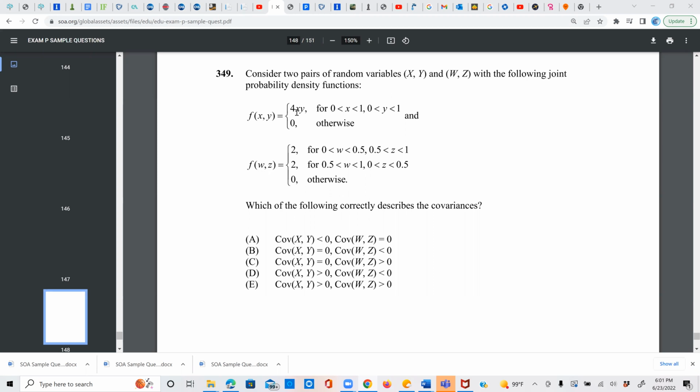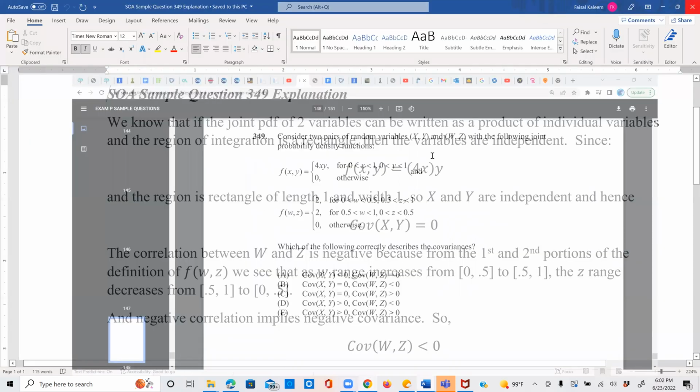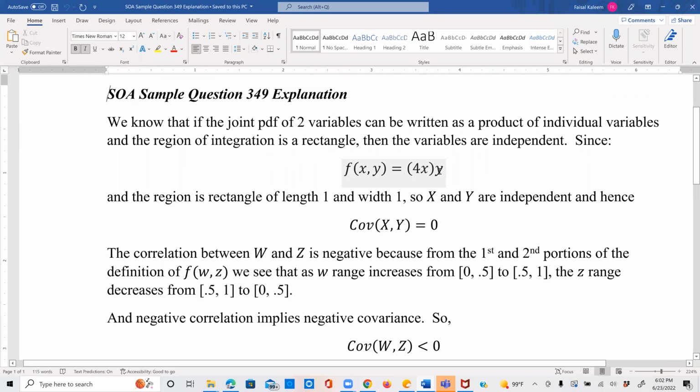Now, we know that if a joint PDF can be written as a product of functions entirely of the individual variables, and the region of integration is a rectangle, then the two variables are independent, and that means covariance is 0. So in this case, we see that this can be separated out. This can be written as 4x times y, and 4x is entirely a function of x, and y is entirely a function of y.